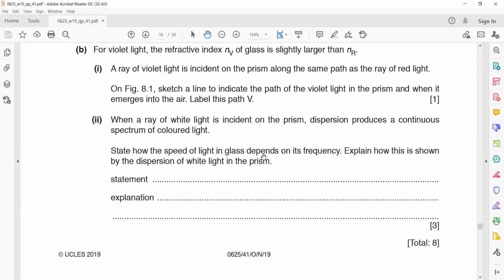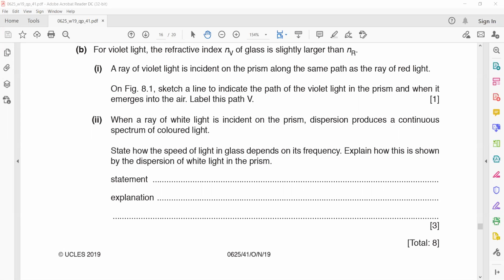State how the speed of light in glass depends on its frequency and how this is shown by dispersion of white light in a prism. So basically, how the speed of the light depends on the frequency. Higher frequency means there will be a greater change in the speed. So if it has a higher frequency, speed decreases more.